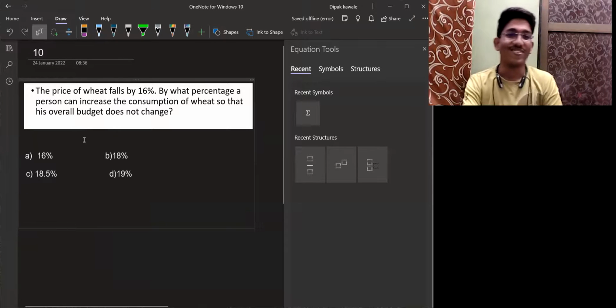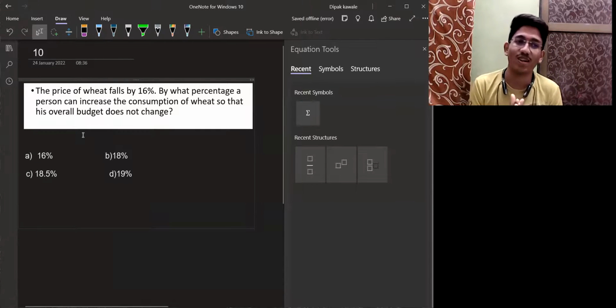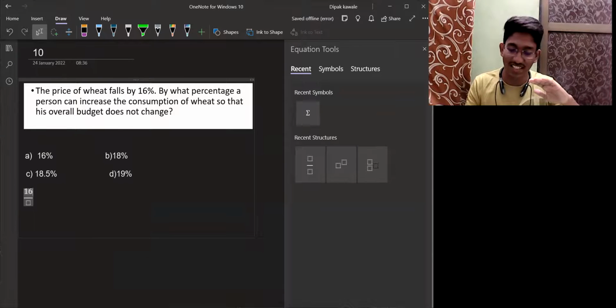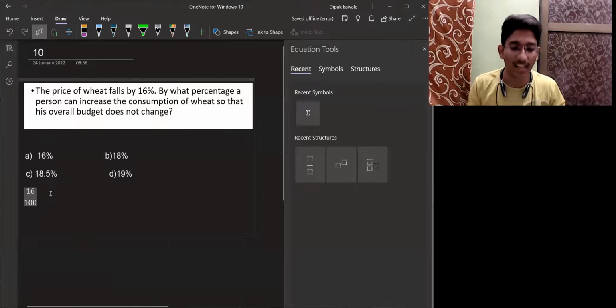I hope you have solved this question. Those who are not able to solve this simple question, I will solve it for them. The price of wheat falls by 60%. Falls means minus. How do you write 60%? 60 divided by 100. Sir, can I write this in a simpler version? Yes, you can write it as 4 by 25.